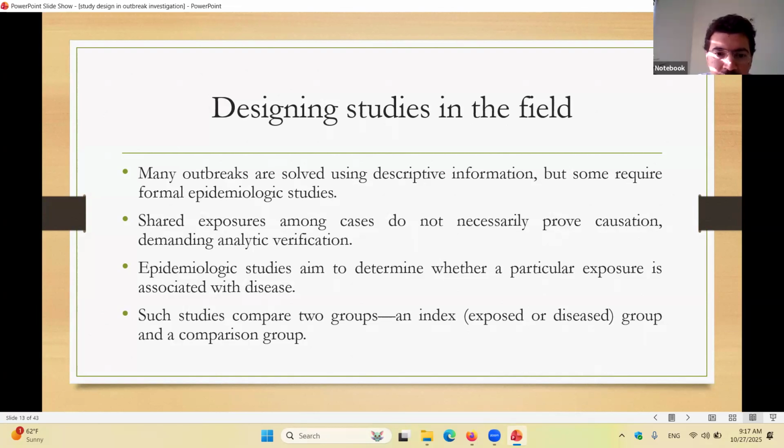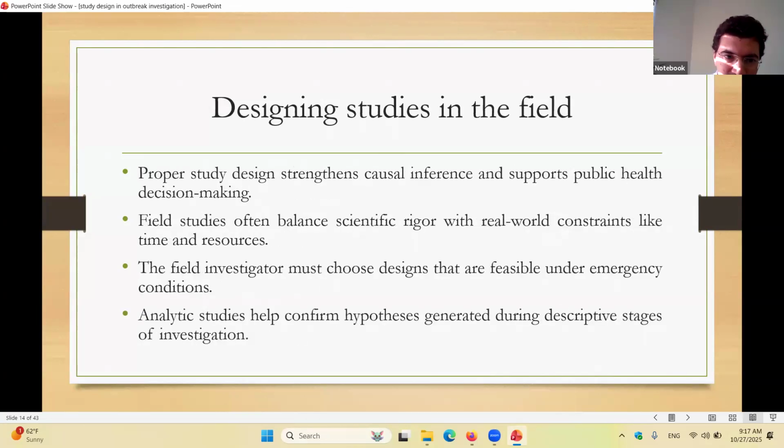Such studies compare two groups, an index group, exposed or diseased, and a comparison group. The index group in a cohort study is the exposed group, and in a case control study it is the disease group. Proper study design strengthens causal inference and supports public health decision making.